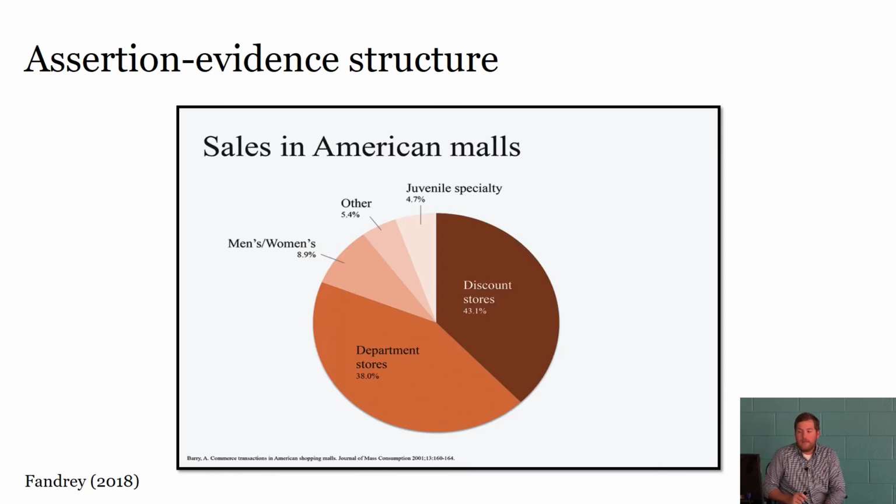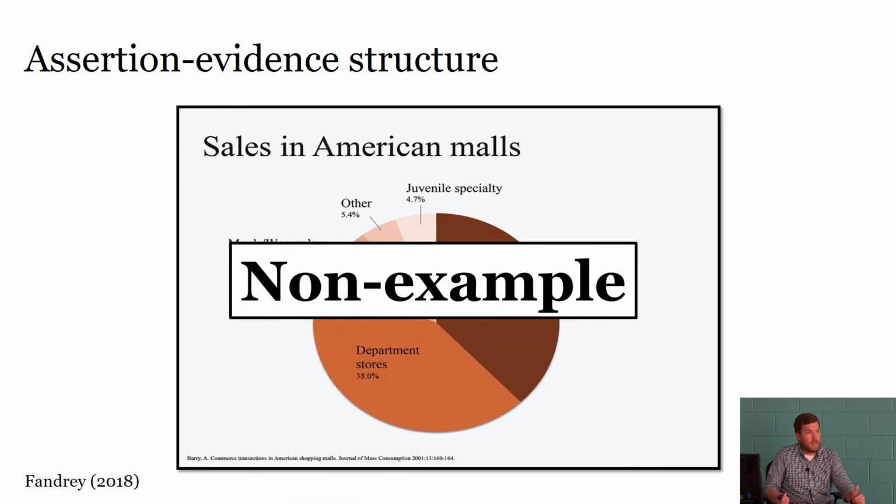And so here, sales in American malls. Is that an assertion or a description? That's a description, right? That's more of a title than it is anything. So it's a good graphic, but I don't have an assertion. I have a description, right?